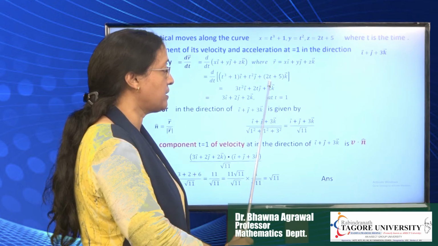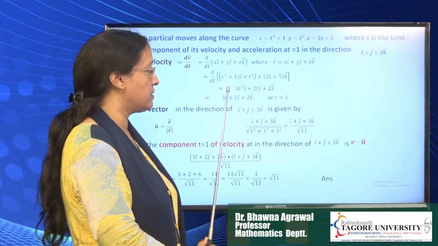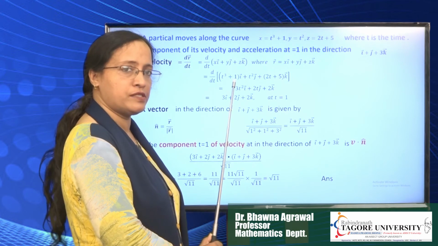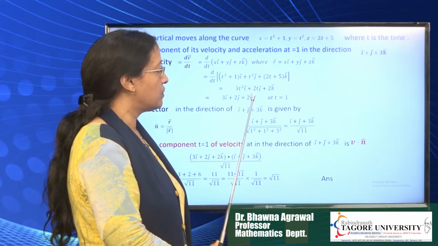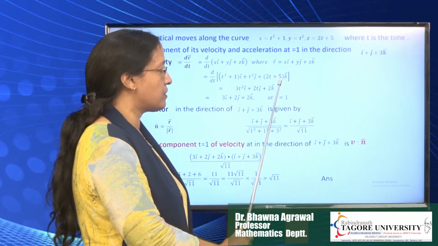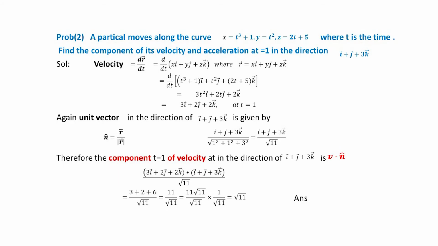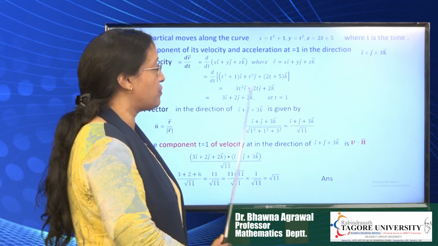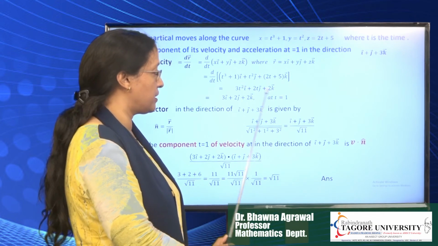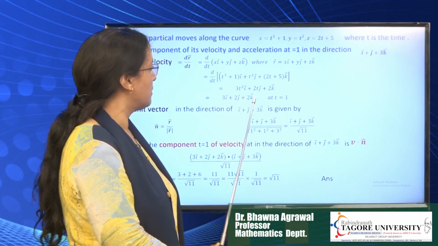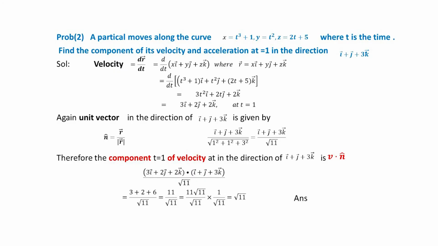Now differentiating this equation with respect to t. What will be the differentiation of this? 3t square i plus 2t j, and the differentiation of this is 2, so k. This will be the final. But velocity we have to find for t is equal to 1. Substitute the value of t over here. We get this much. So finally velocity at t is equal to 1 is 3i plus 2j plus 2k.